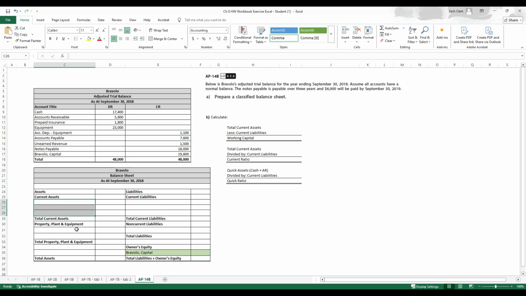First thing I'm going to do, though, just because I've had issues and I want to link these, is change all the formatting of these cells to the accounting format. So bear with me for one moment. I think that should do it.